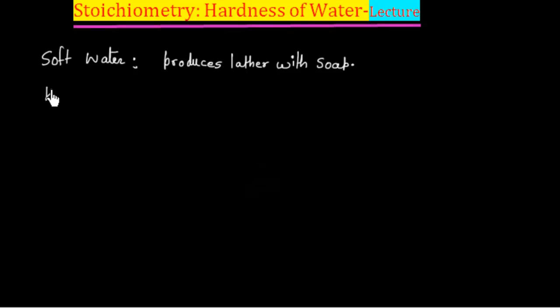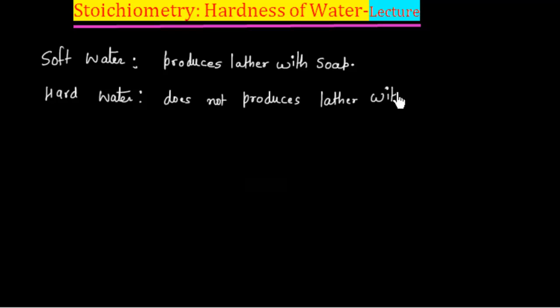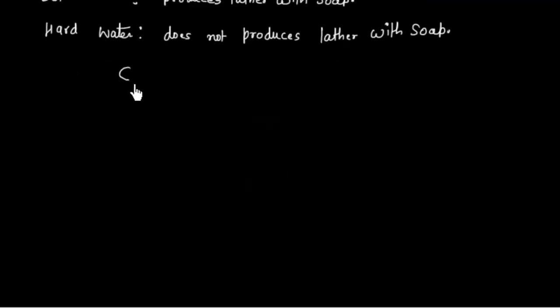Now what is hard water then? A water that does not produce lather with soap. Now what is soap? Soap basically contains C17H35COO minus Na plus. This is one component of soap.